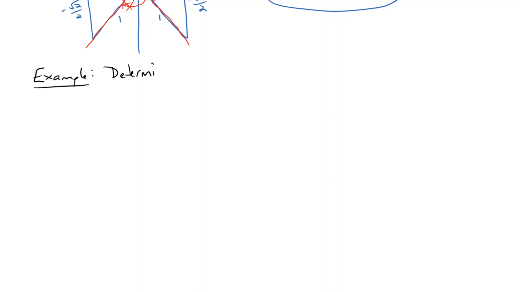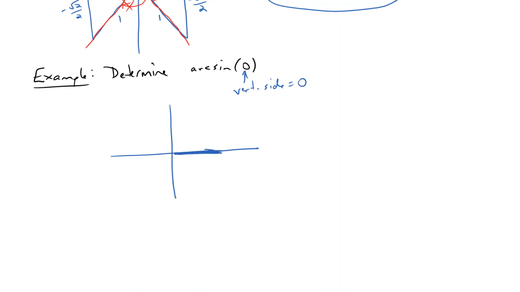Determine, and I'll use different notation this time, arc sine of 0. So now our vertical side is 0. And on the coordinate plane, if your vertical side is 0, you're either on the positive x-axis or the negative x-axis. And so I could either rotate nothing or I could rotate this much. Clearly, that's too big if I want to rotate the least amount, so I'll choose this angle, which has 0 rotation. So in other words, arc sine of 0 is the angle 0. No rotation gives me a vertical side of 0.